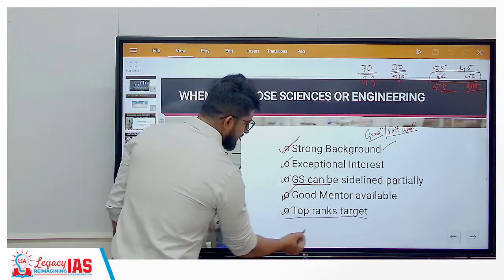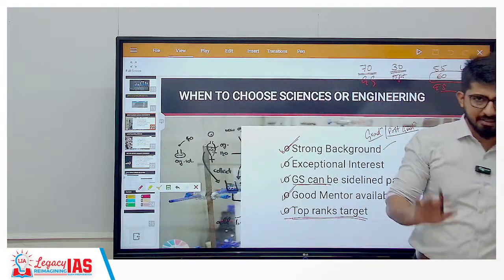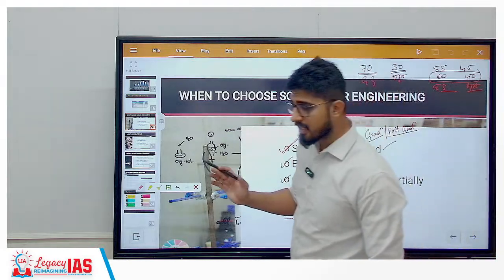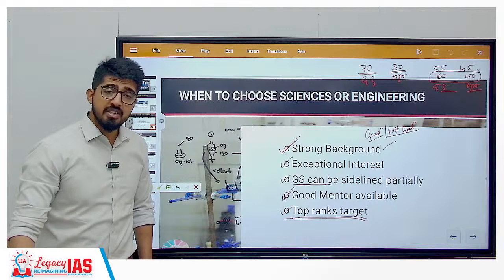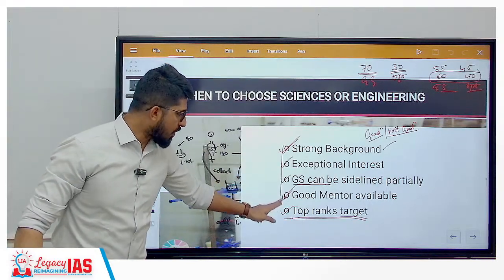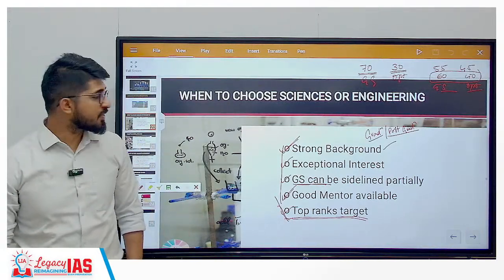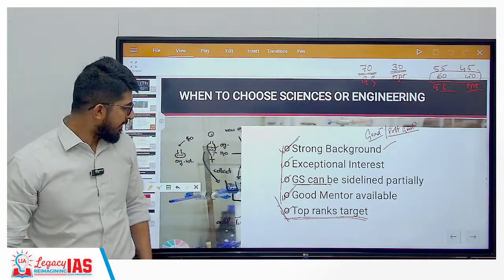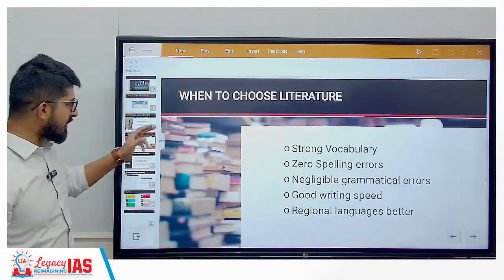Choose this as an optional only if your target is the top ranks. Top ranks, as in if you want to rank less than 200, 250, then this can be a good optional. However, consider all these, then only this. You have to consider all the others as well. So that is what I would like to say about the sciences or engineering.